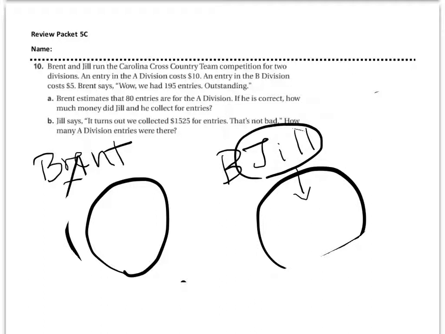For B, Jill says it turns out we collected $1,525 for entries. That's not bad. How many A division entries were there? So forget about the 80 entries, because that's not part of it. It turns out we collected $1,525. Again, the A division costs $10, the B division costs $5, and in total there are 195 entries.